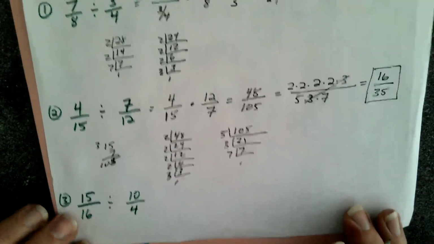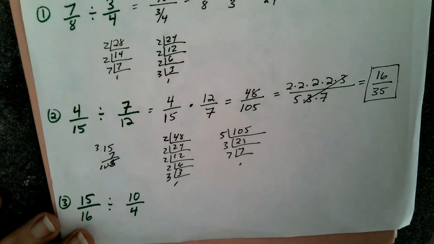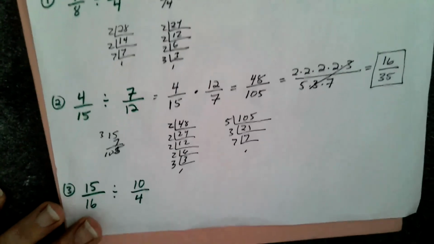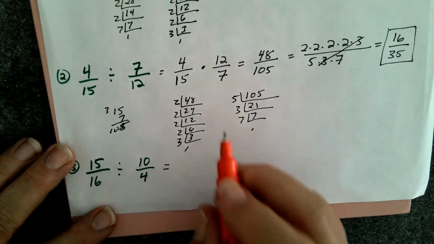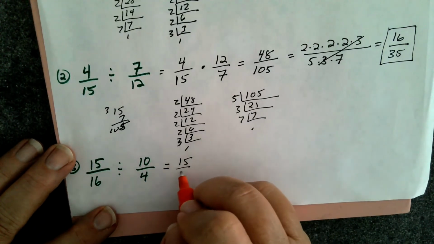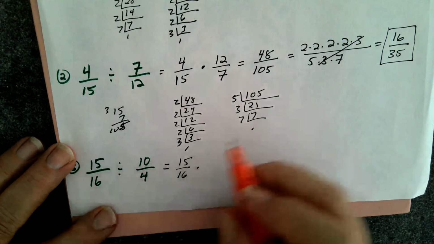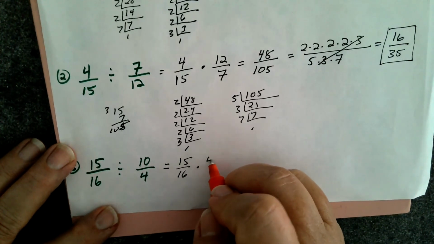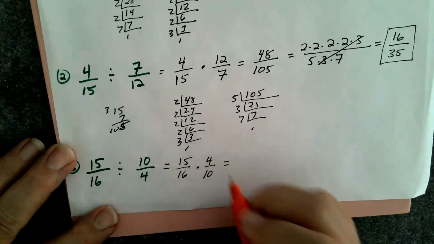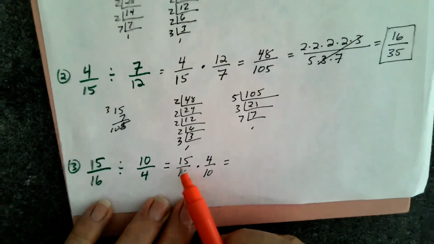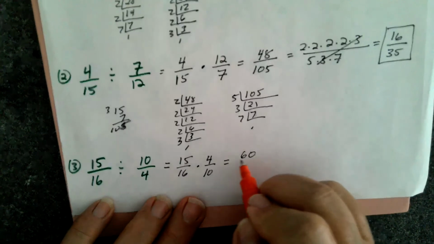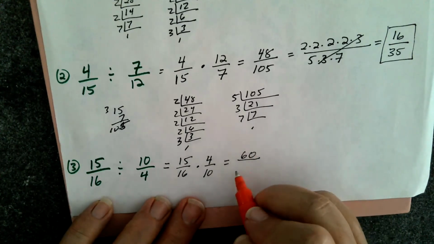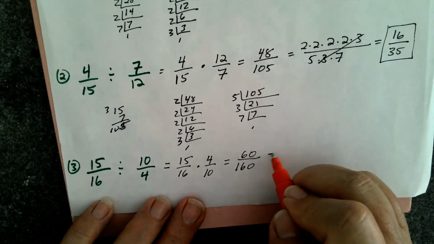Last example, again, I encourage you to try it without me and then turn the video on to check it. So again, I take the 15 over 16 and then I multiply by the reciprocal of 10/4, which is 4 over 10. And then when I'm multiplying numerators, I multiply straight across. So 15 times 4 is 60. 16 times 10 is 160.